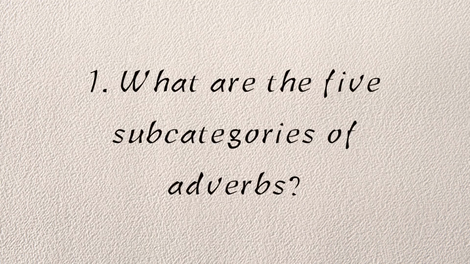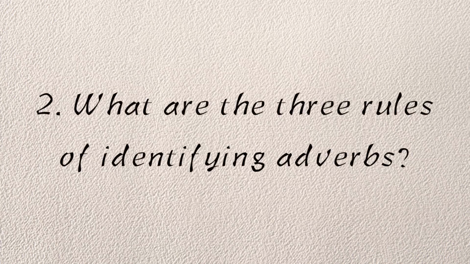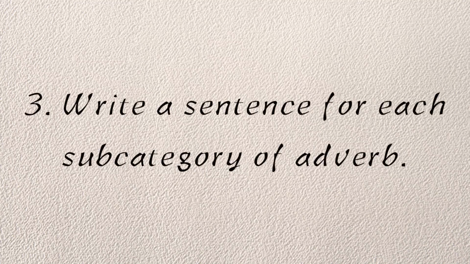Go ahead and pause your screen real quick and answer this quick question. Number 1, what are the 5 subcategories of adverbs? Number 2, what are the rules? There are 3 of them of how to locate an adverb. And then number 3, it has 5 parts to it. You need to write me a sentence for each subcategory of adverbs. So there should be 5 for place, time, manner, frequency, and degree.